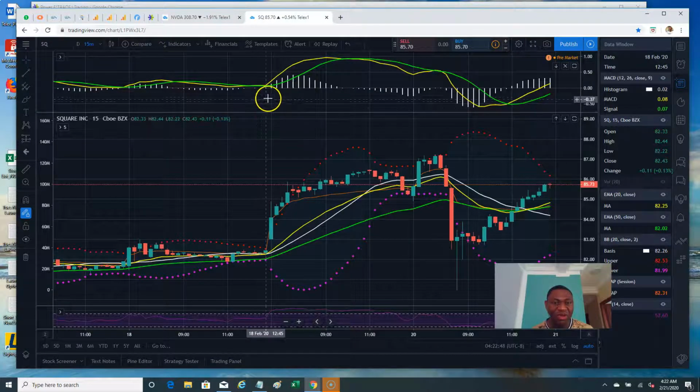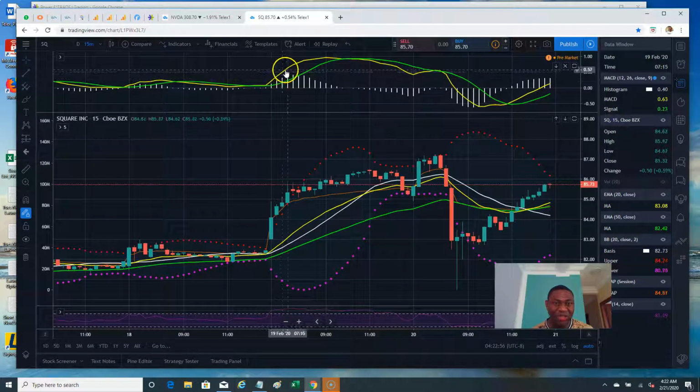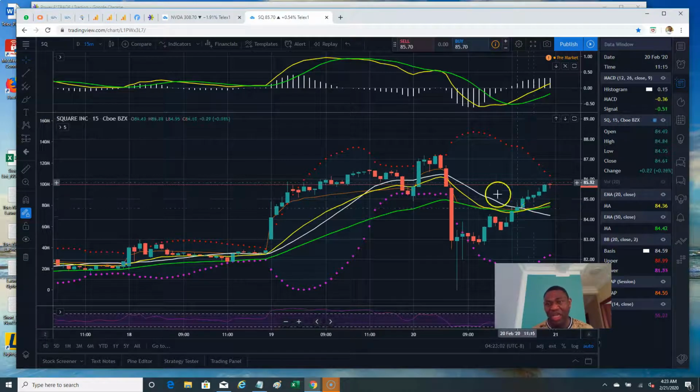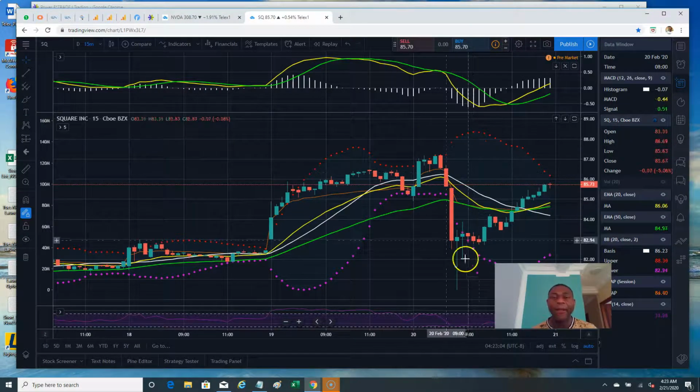Here's another one, but this is at the beginning of the day on the 19th, where the MACD, moving average convergence divergence, is above the signal, and you could have been bullish. I didn't trade that on there, but I learned from this and decided to scalp and trade Square.